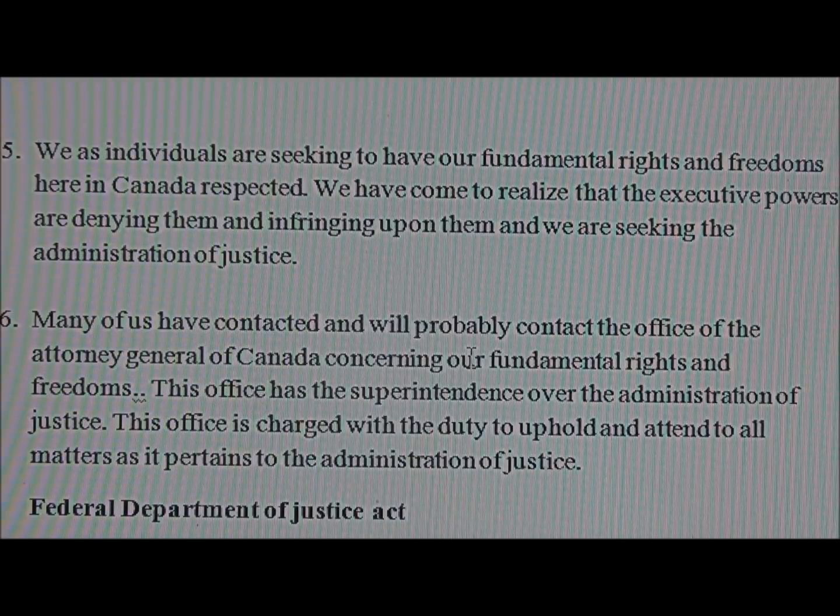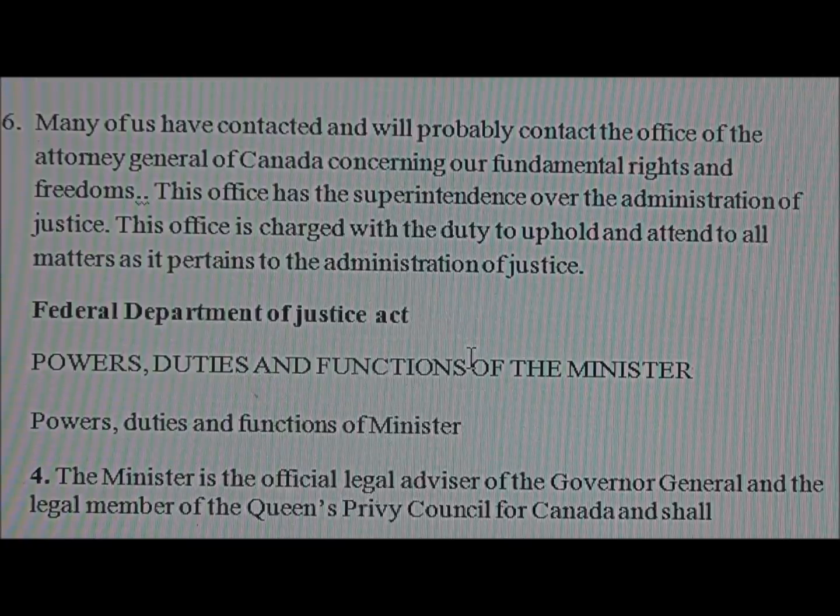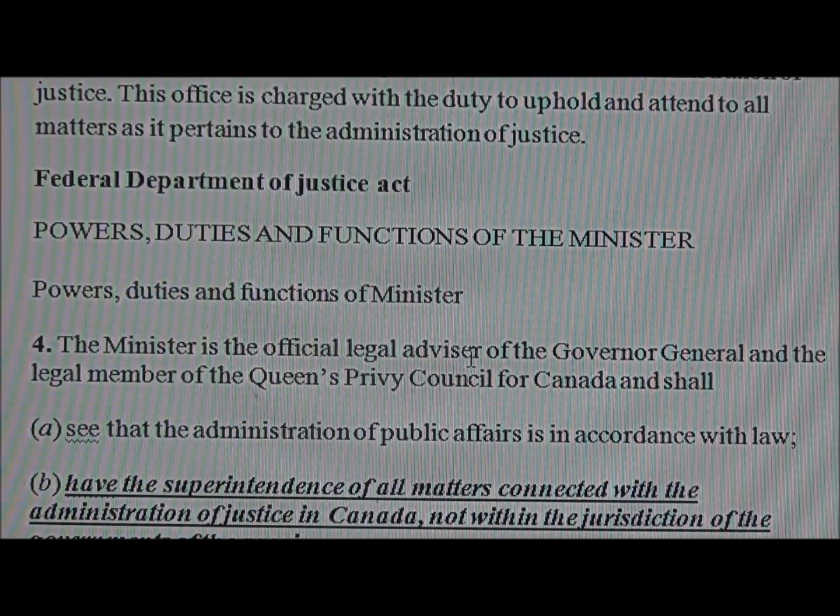This office has a superintendence over the administration of justice. The office is charged with the duty to uphold and attend to all matters as it pertains to the administration of justice. Now, when you look in the Federal Department of Justice Act, you find the following in Article 4. The Minister, meaning the Attorney General, is the official legal advisor of the Governor General and the legal member of the Queen's Privy Council for Canada, and shall see that the administration of public affairs is in accordance with law.